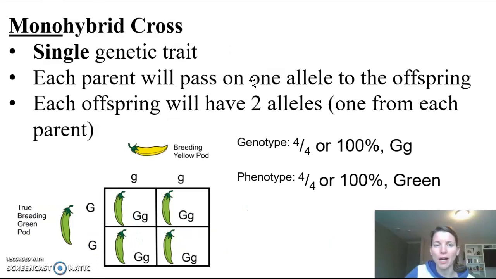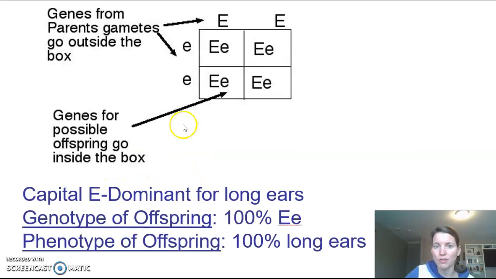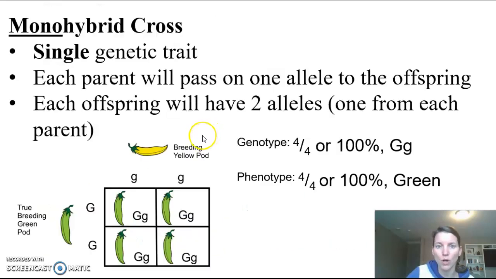This is called a monohybrid cross when we're simply crossing one trait. So in this previous one, we just looked at ears, long ears versus short ears. We weren't combining length of ears with color of their fur. We just simply looked at one trait. That's called a mono, meaning one, monohybrid cross. A single trait is looked at.